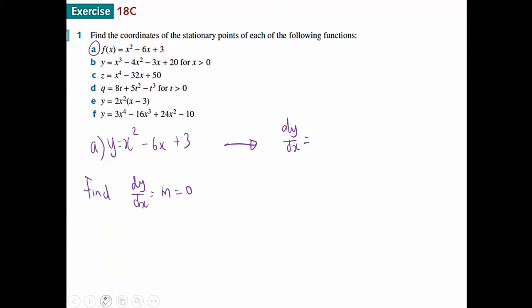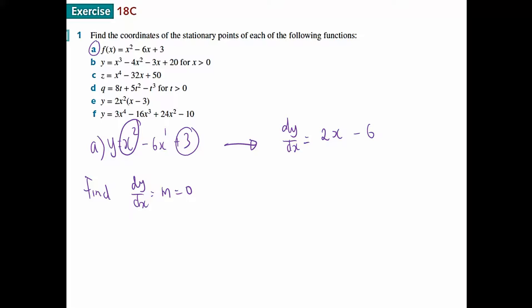Minus 6. Very good. Okay, so using the power rule, we know the derivative of x squared: drop down the power and minus the power by 1, so 2x. Drop down the power because it's x to the power of 1, so 1 times negative 6 is negative 6, but then 1 take away 1 is 0, so x to the power of 0 is 1. And finally, the derivative of 3, we know it's 0. So that's why the derivative is 2x minus 6.